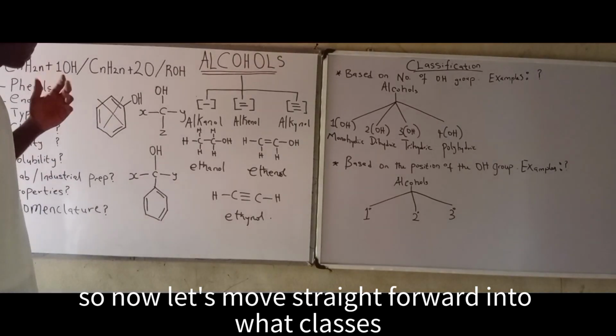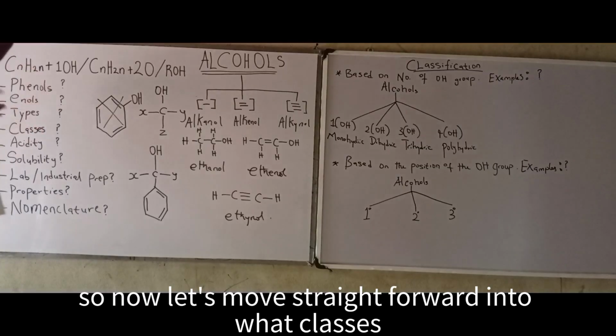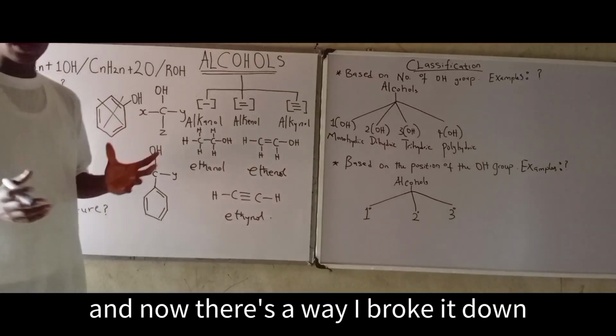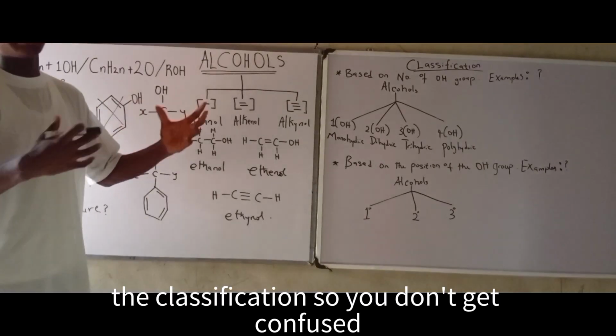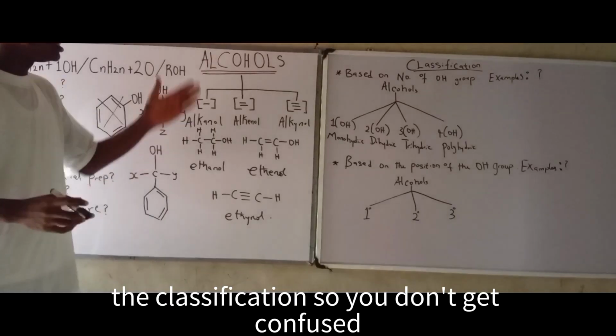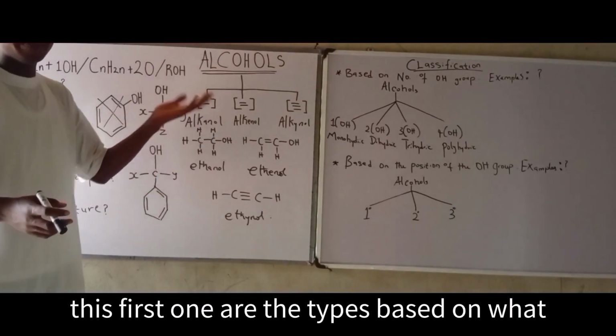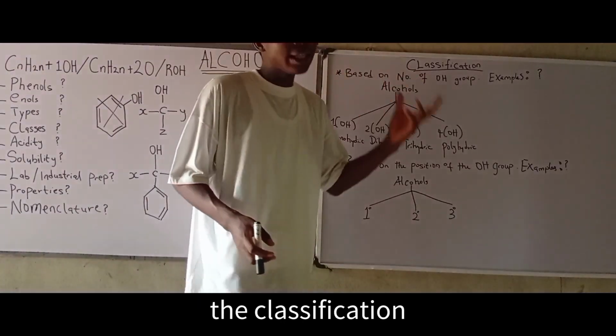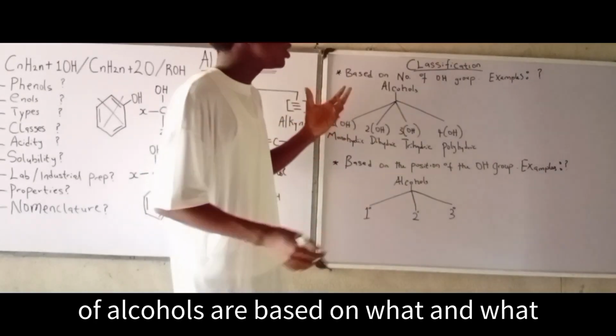So now let's move straight forward into what? Classes. There is a way I broke it down so that it will be easier for you to understand the classification, so you don't get confused. This first one are the types, based on what? Based on bond. Now if we move over to here, the classification of alkanols are based on what and what?